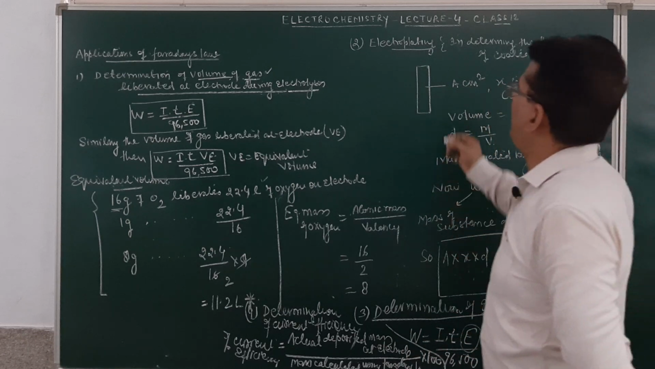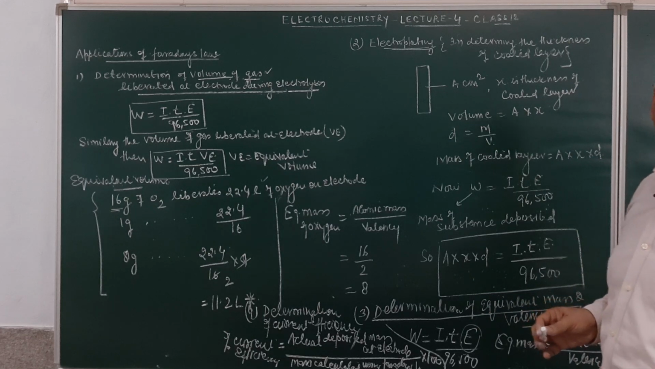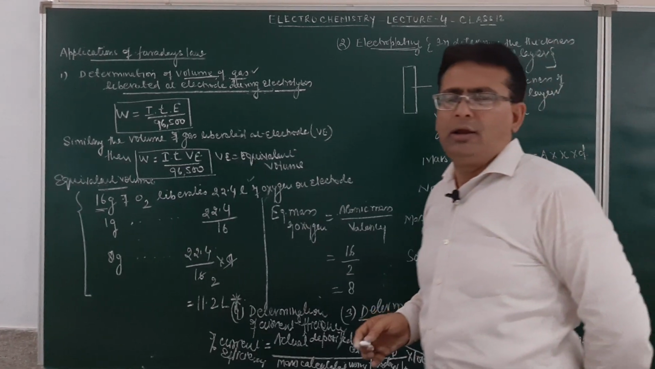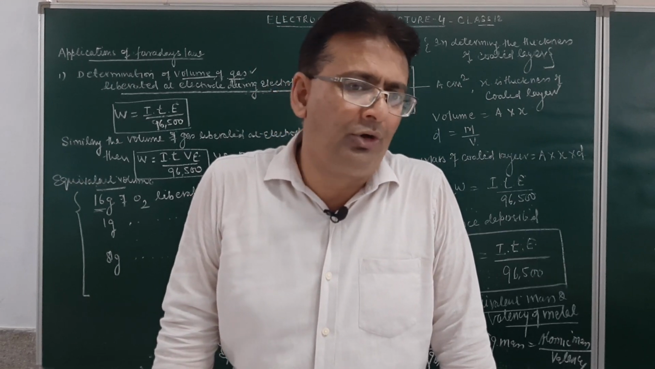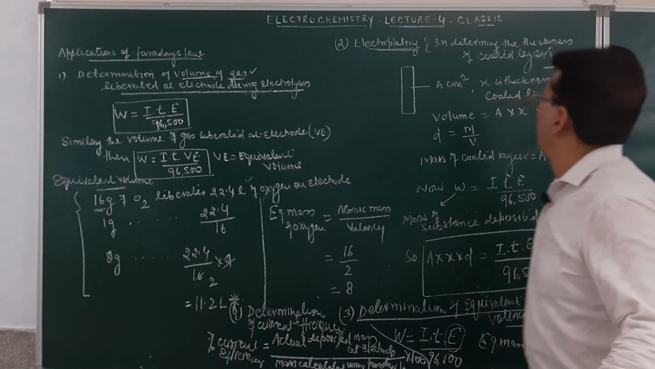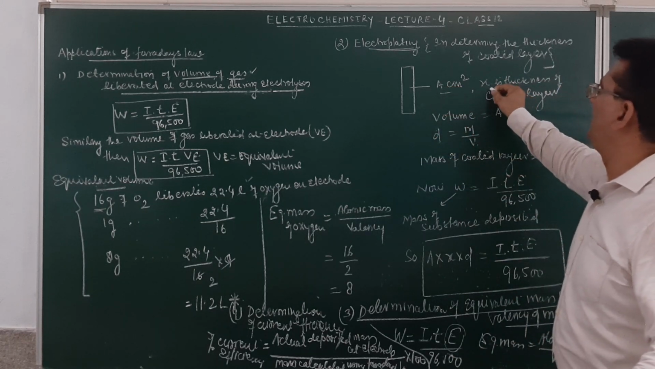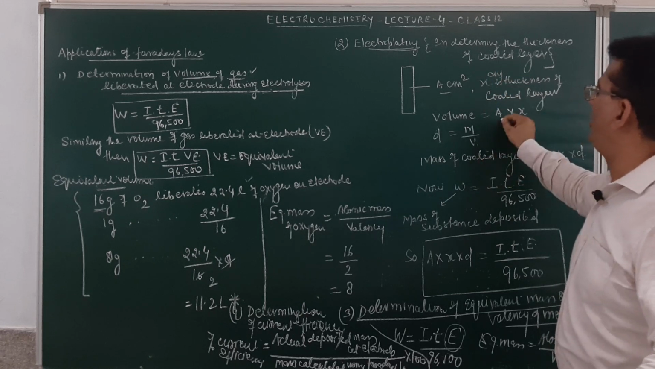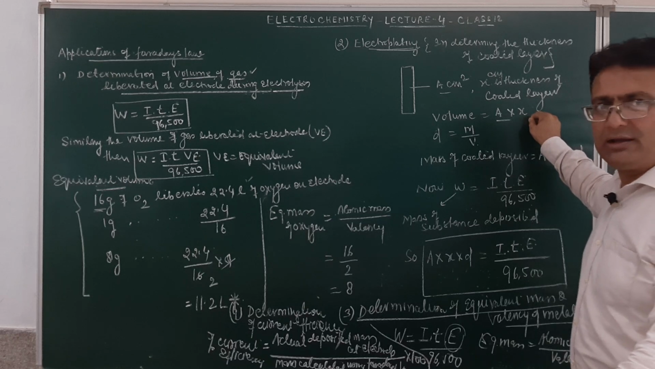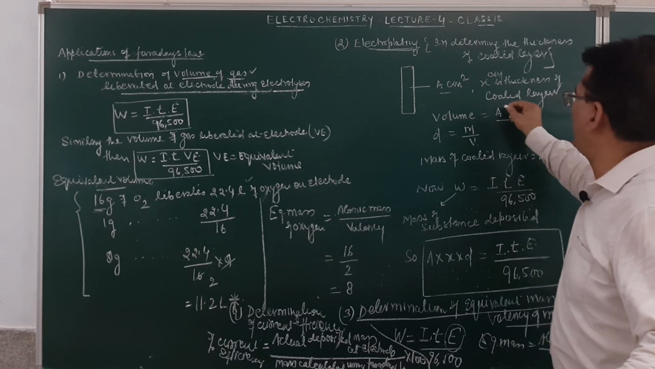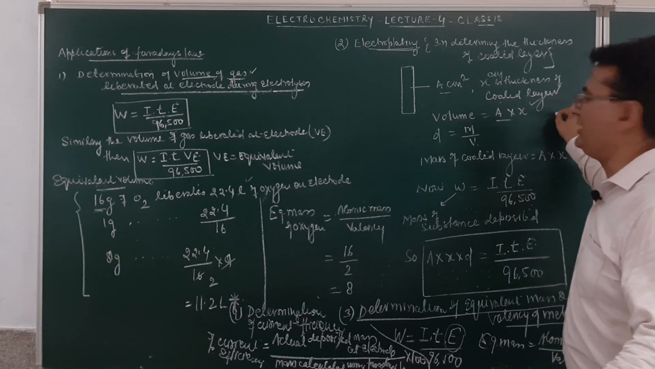This is how it can be substituted here and the equivalent volume obtained. Secondly, it helps in calculating the thickness of a coated layer on the electroplated material. What is electroplating? It is a process of plating a substance on an electrode using electrolysis. Suppose this electrode is to be electroplated, whose area is A centimeter square and thickness is x centimeter. So the volume will be A into x centimeter cube.